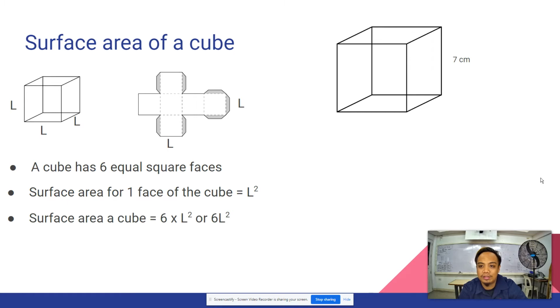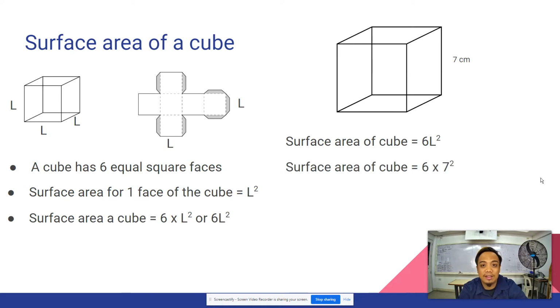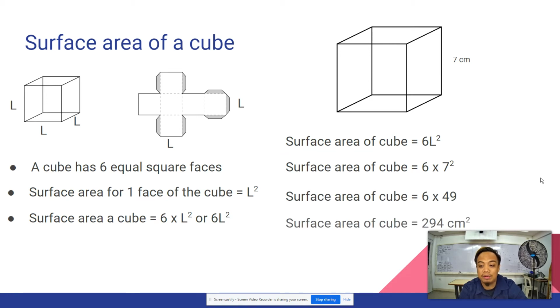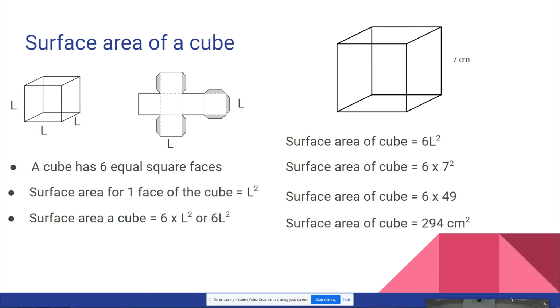Let's try this example. Let's say this cube has a measurement of 7 centimeters. Then we will apply the formula 6L squared. 6 times 7 squared is 6 times 49. We will now execute this, and we will have 294 centimeters squared.